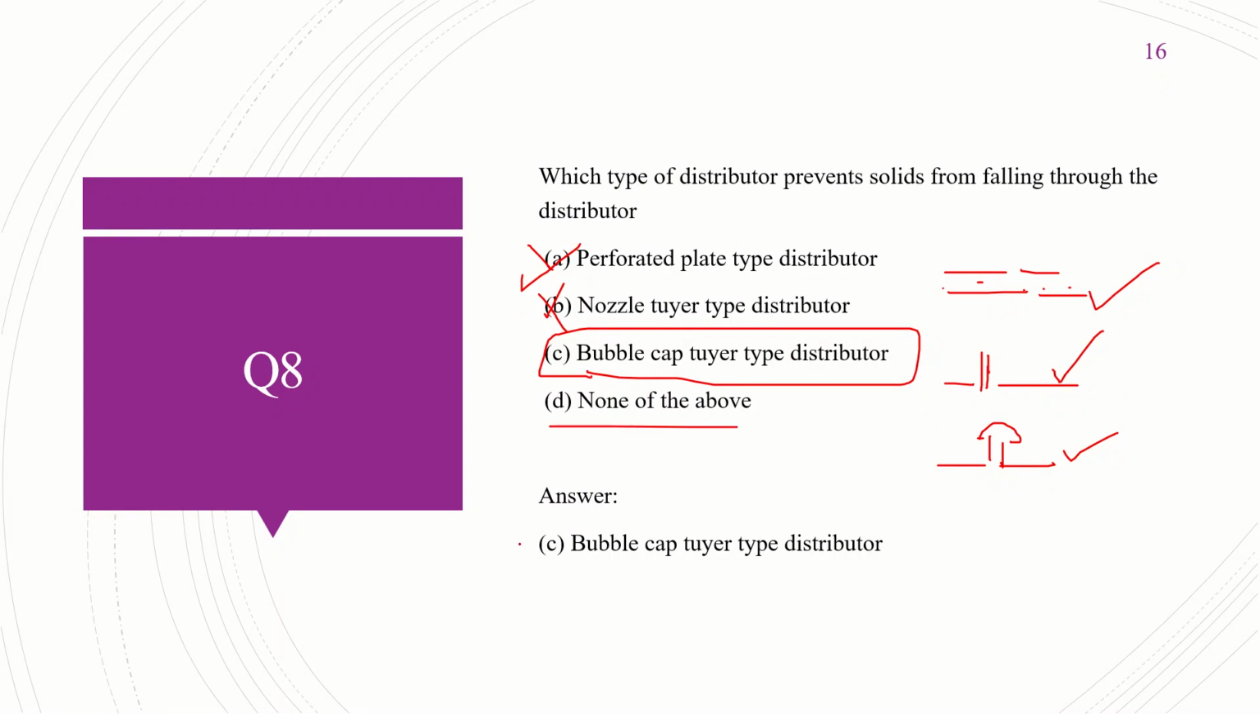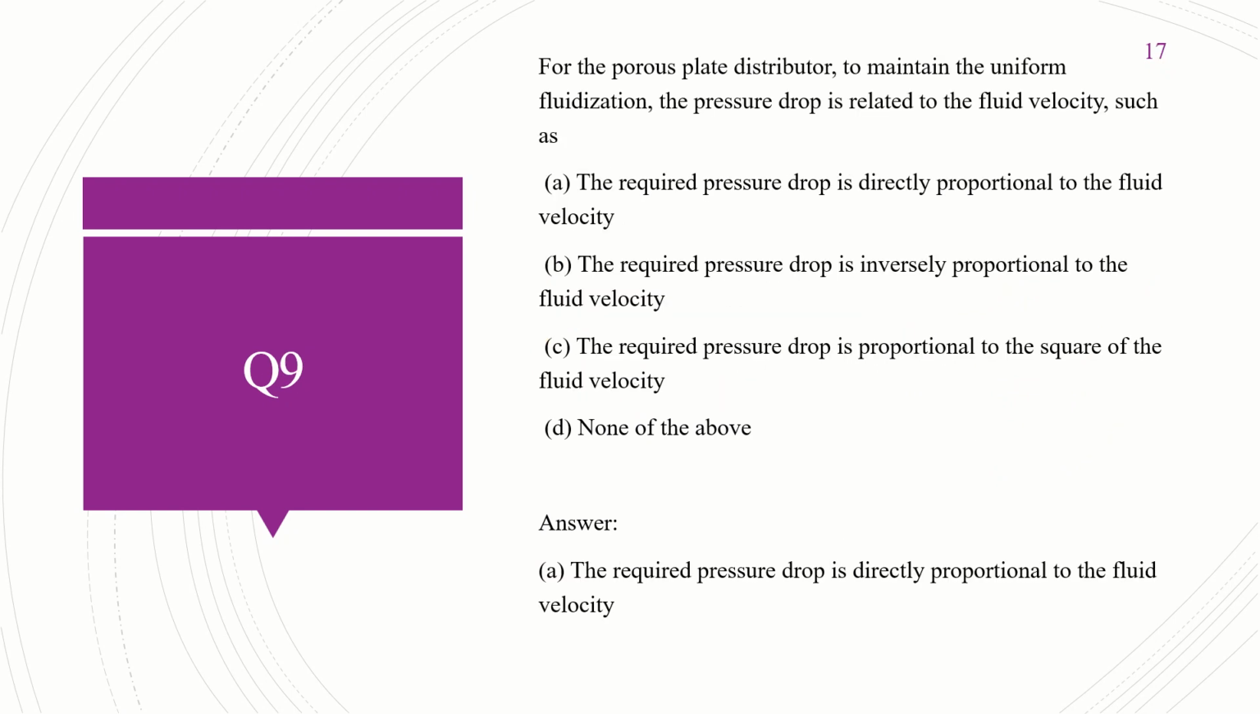Again it is false because the answer is option C, bubble cap tier type distributor. We'll go to question 9. Read this question and we'll discuss the answer.